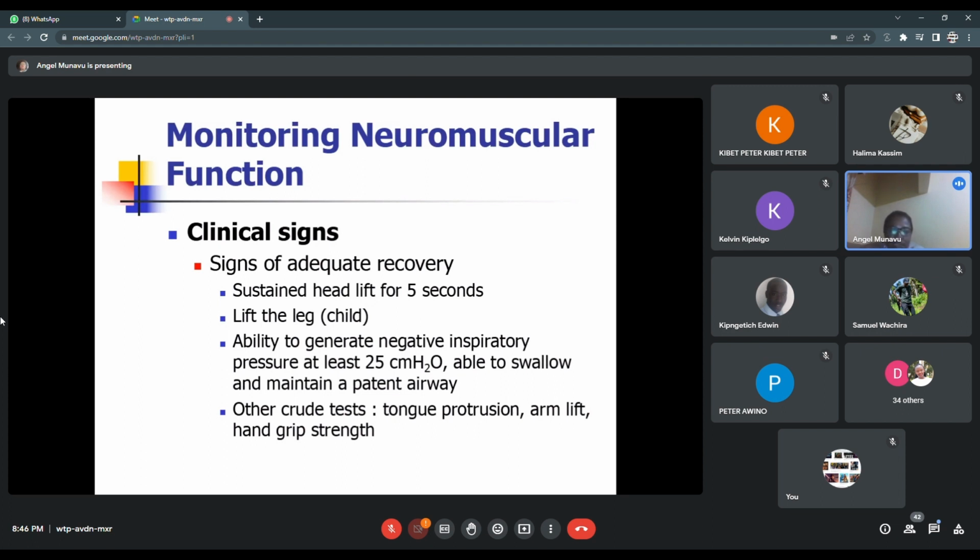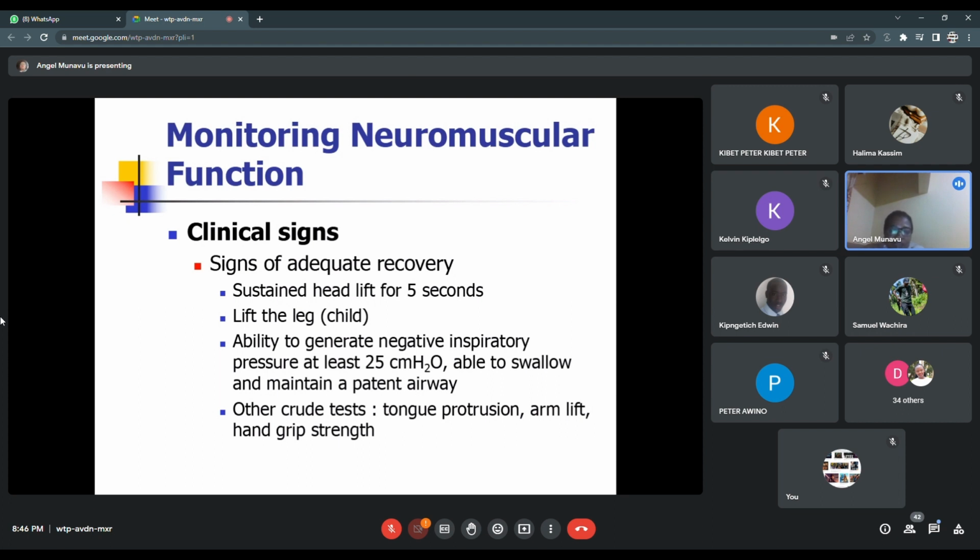The other one is the ability to generate negative inspiratory pressure of at least 25. So in our machine, there's somewhere you can check. When the patient is trying to breathe, you can see the generation of the negative inspiratory pressure, or if the patient can swallow and maintain a patent airway. Those are the clinical signs.